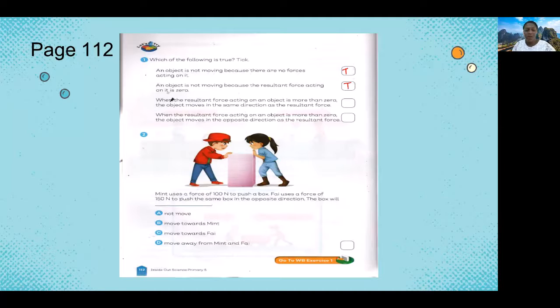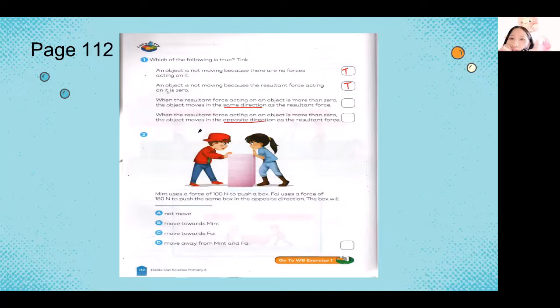What about number 3? The resultant force acting on an object is more than 0, the object moves in the same direction. Here we have this one. I want you to look at this one and then look at this one. Number 3, same direction. Is it true or false? Are you sure? True.